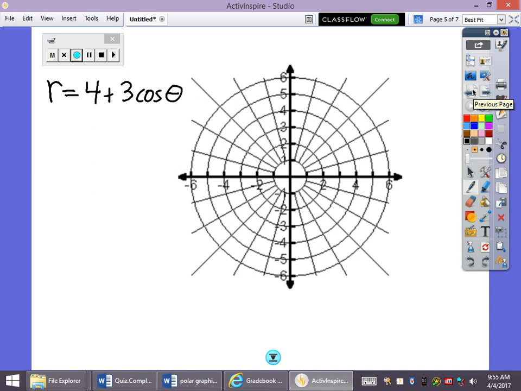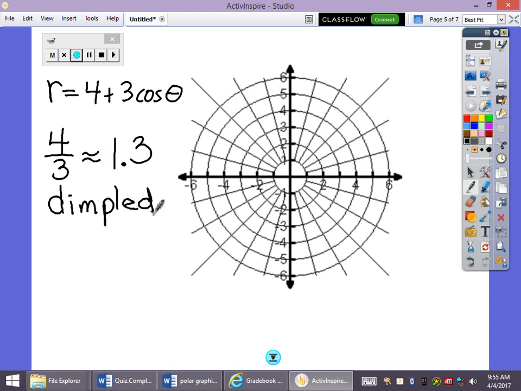So let's look at this first one. Limacon or rose? Limacon. Okay, so 4 divided by 3 is 1.3. What shape should this make? Dimples. Okay, so it is cosine. When is cosine 0 on which axis? The y-axis. So we are going to plot that first. We're going to plot 90 and 270, right?